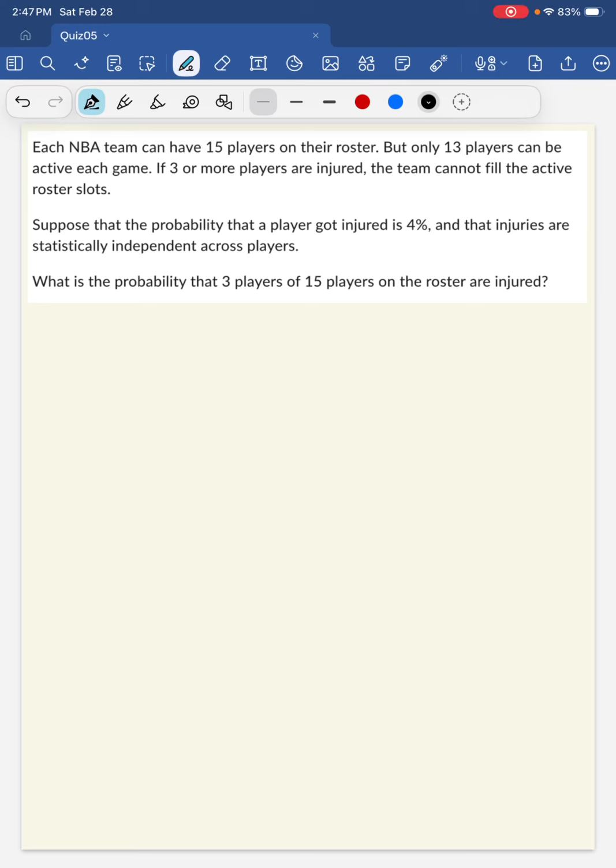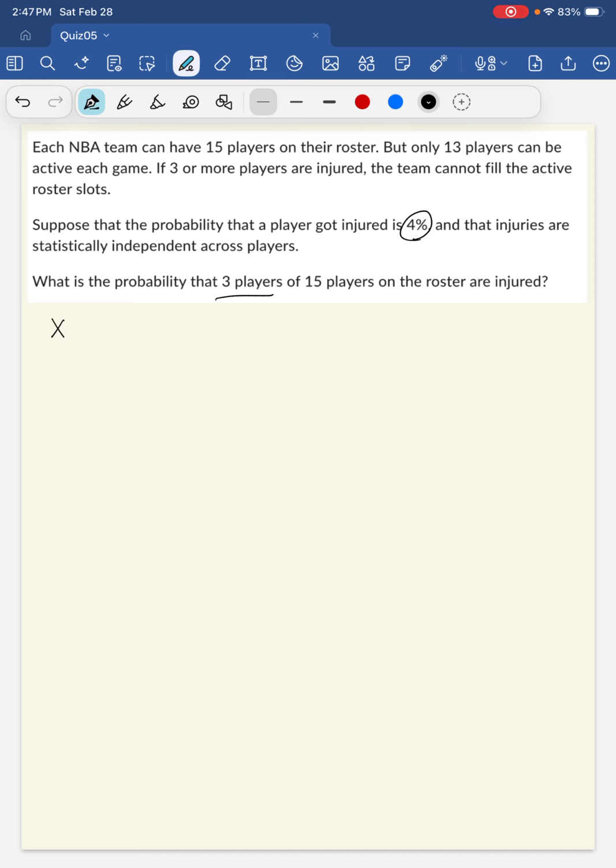An NBA team can have 15 players on their roster, but only 13 players can be active on the game day, right? So that means if 3 or more players are injured, the team cannot fill the active roster spots, okay? And suppose that the probability of a player getting injured is 4%, and the injuries are independent across players. Then what is the probability that exactly 3 players are injured?